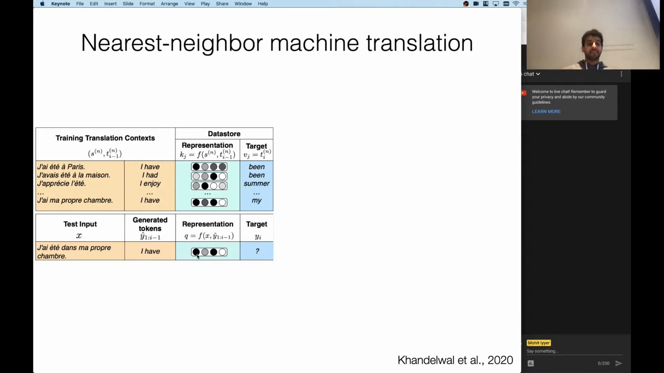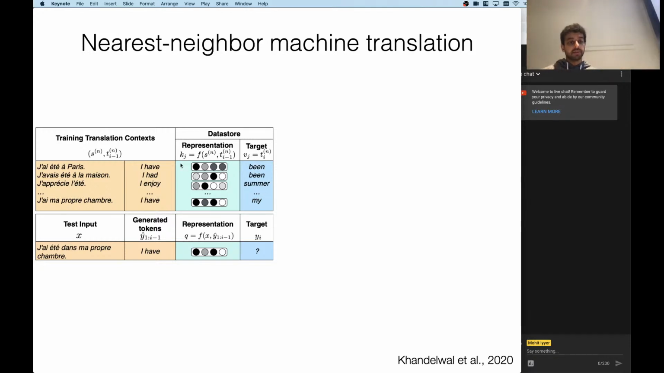Now I have this query vector and all these key vectors. I can just use a dot product here and get a score for each of these training examples. Basically, this is measuring how similar this decoder context is to each of these training contexts that I've observed. And my keys are additionally going to come with the next word. I'm going to associate these key vectors with the ground truth next word that followed this representation at training time. In this particular case, I got the word "been" next in training.